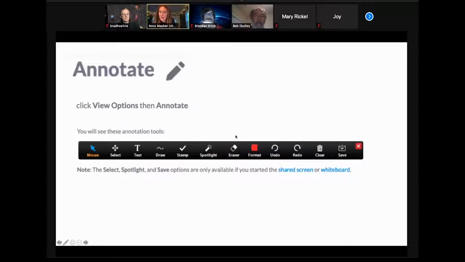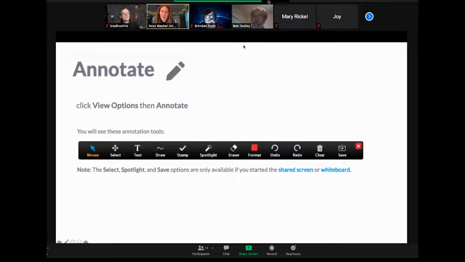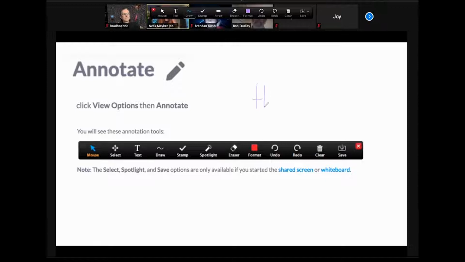So here are some directions. To find the Annotate menu, you go up to the top of the screen, you'll see something that says View Options. And then in that menu, you'll find Annotate. And there are quite a few different ways you can doodle on the screen. So I invite you all to just start doodling.